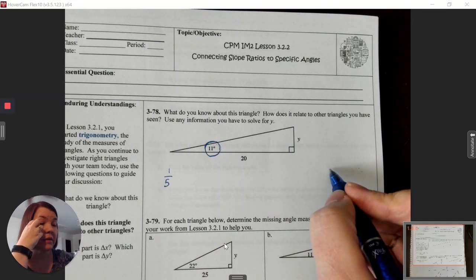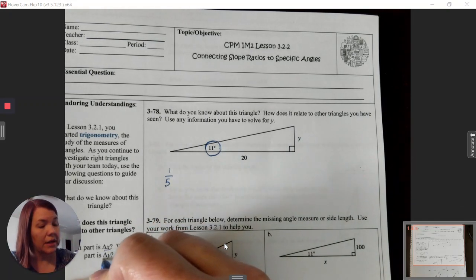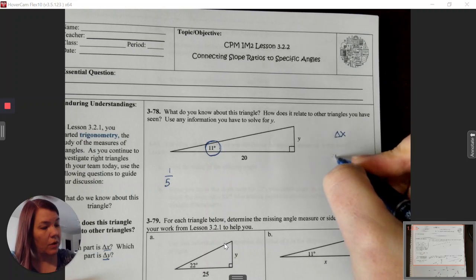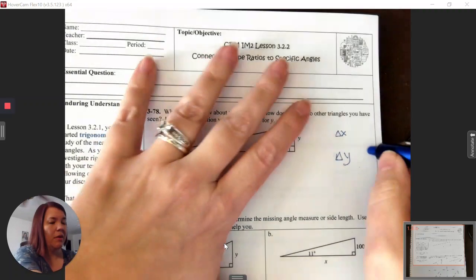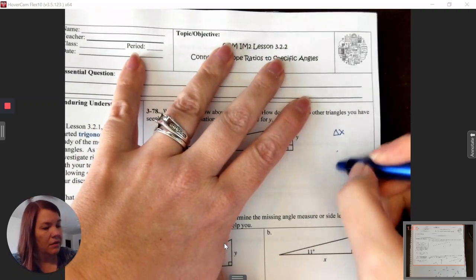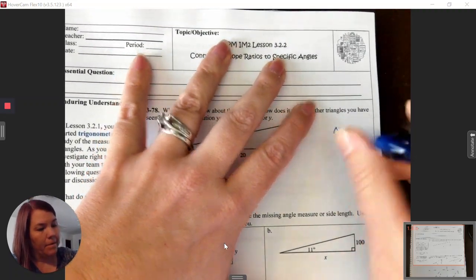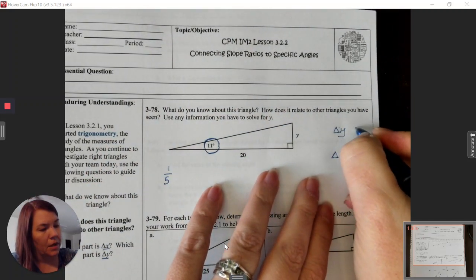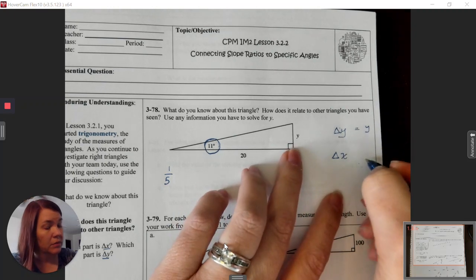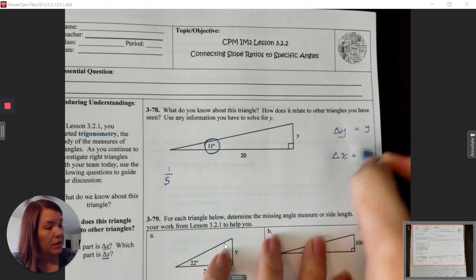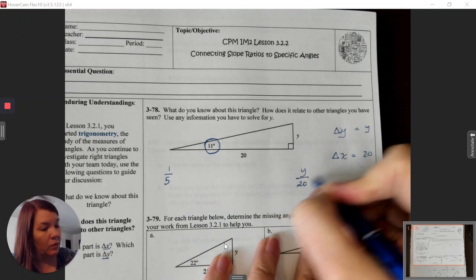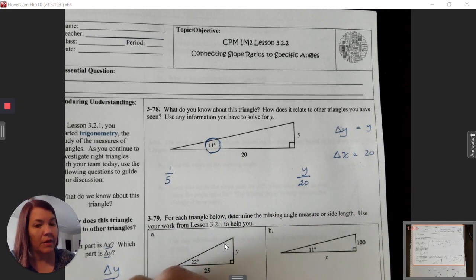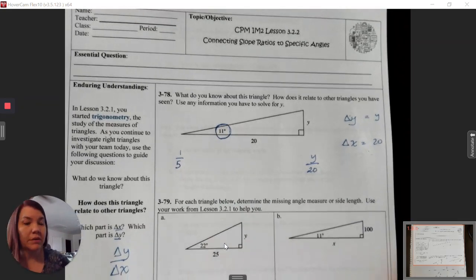Remember that whatever it is, the change in, so delta x and delta y, which one goes on top? I should probably write it in a better order, so delta y on top and delta x on the bottom. Delta y in this one we do not know, and delta x is 20. And so I have y over 20, delta y over delta x, change in y over change in x. I'm going to write that over here. That's really, really important, so I'm going to go ahead and write that down.